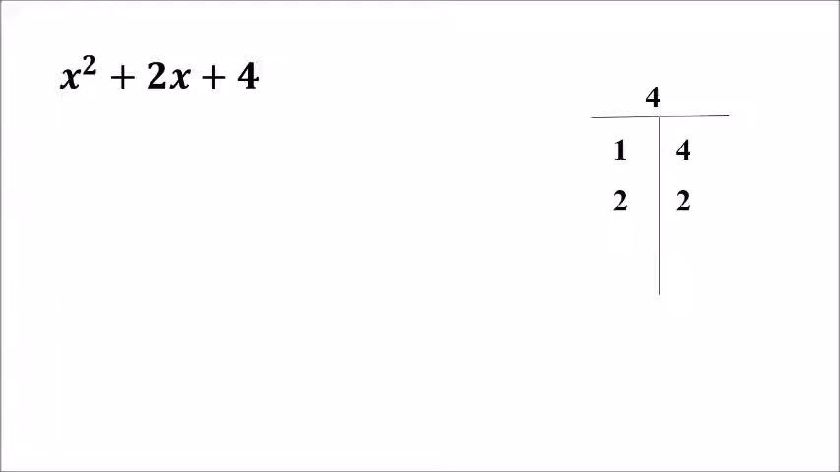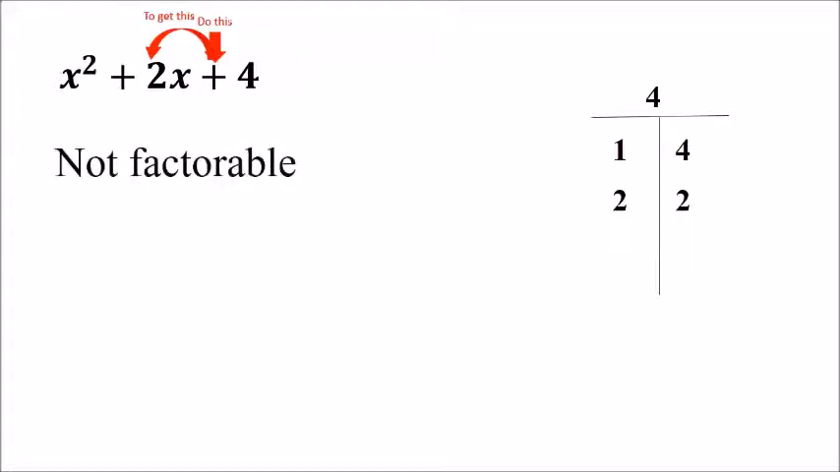Since those numbers are the same, I know that I'm done. And now I'm looking for the factor pair that adds together to give me 2. Well, 1 plus 4 is 5, and 2 plus 2 is 4. So there's not a factor pair that adds up to equal 2. So in a case like this, we say that this is not factorable, or there are no real factors.